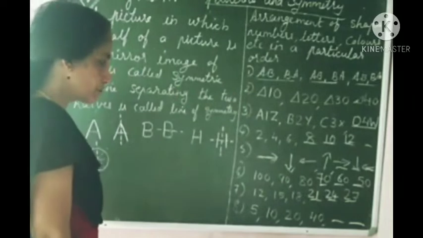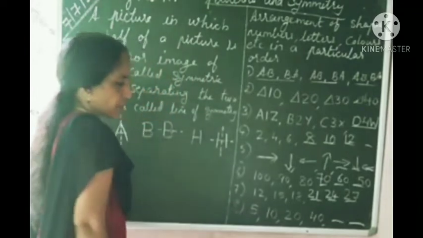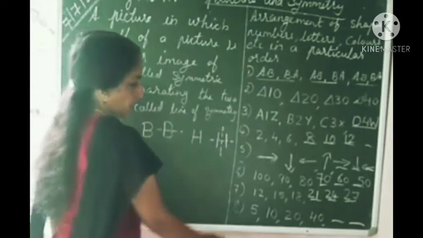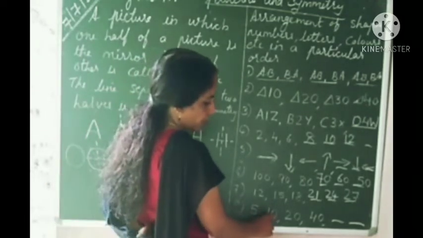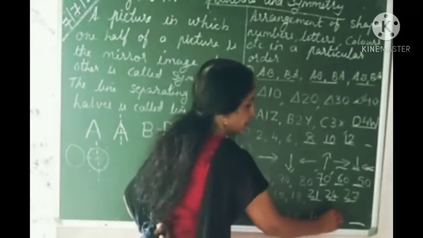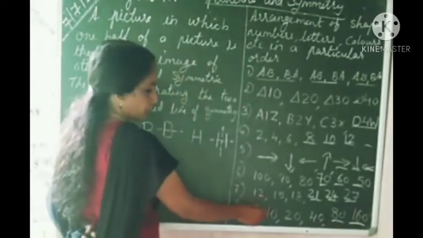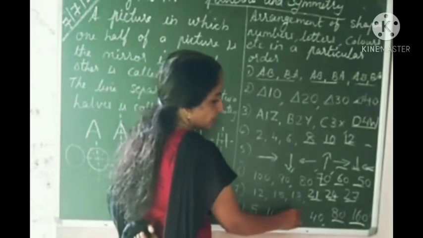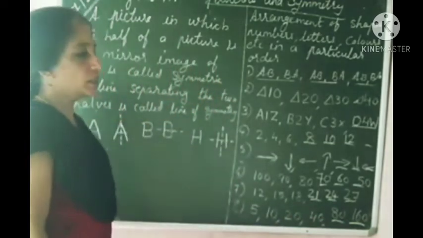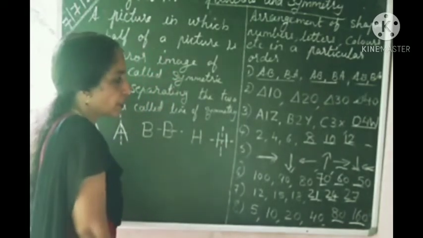Another pattern. Next, 5, 10, 20, 40. Is it a pattern? Is it increasing by 5, or what is the rule? 5 into 2 is 10, 10 into 2 is 20, 20 into 2 is 40, 40 into 2 is 80, 80 into 2 is 160. We multiply by 2. All these are patterns because all are arranged in a particular order.